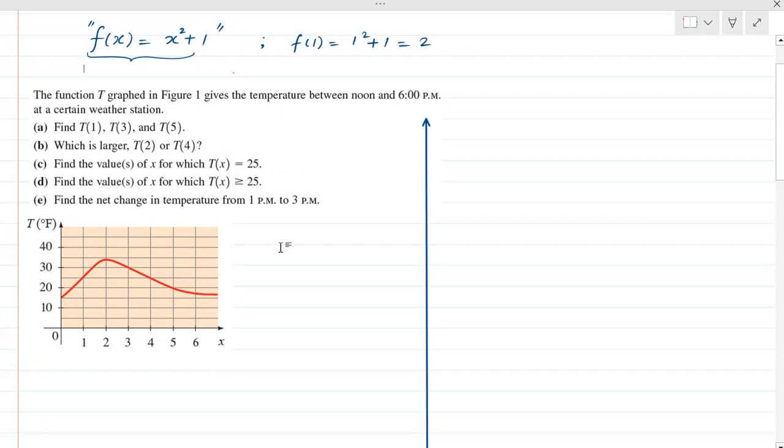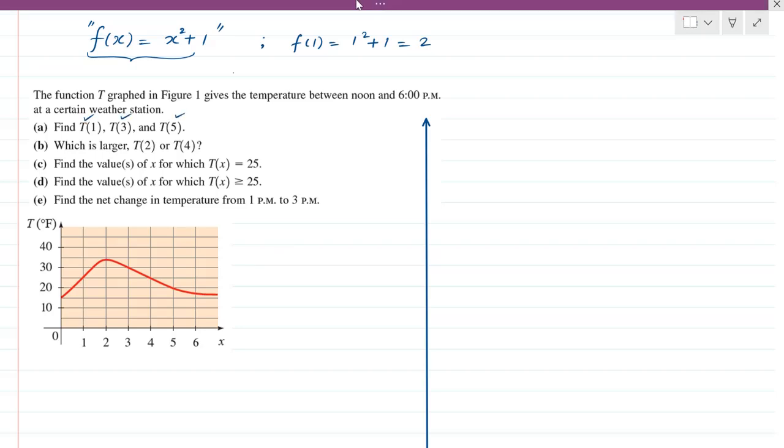This graph shows temperature versus time. So this is T of t, the function. From that, we have to calculate the following things. Let us take the first one here. How will you read the graph? T of 1 is the first point.